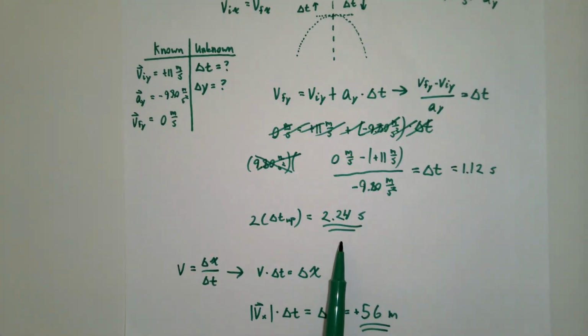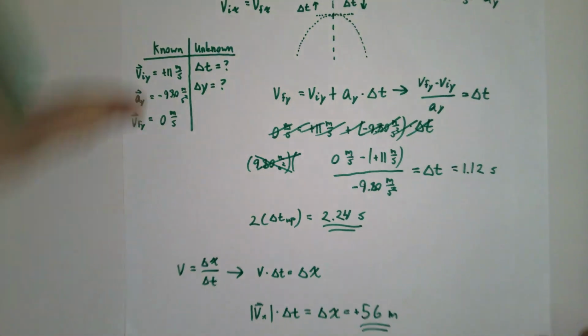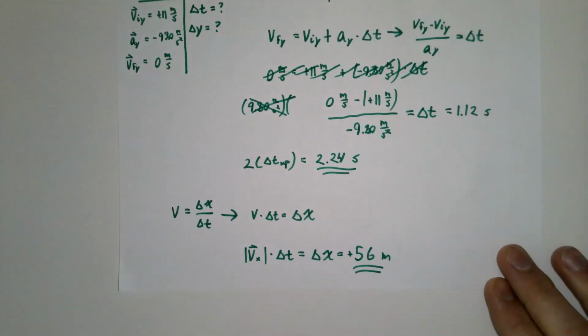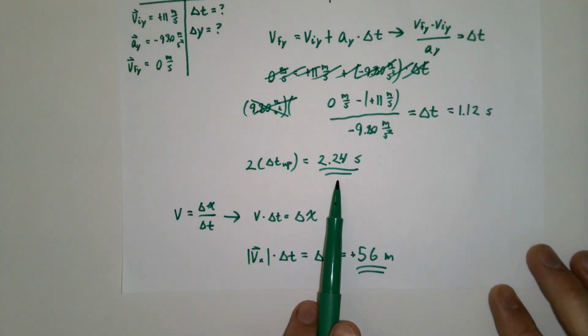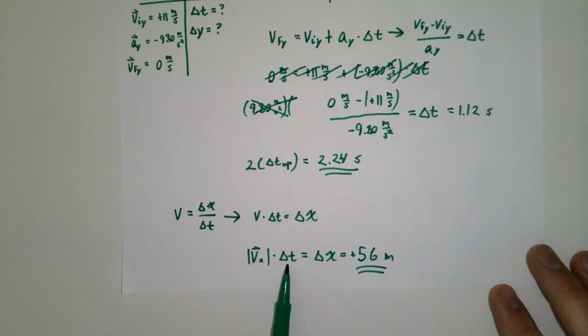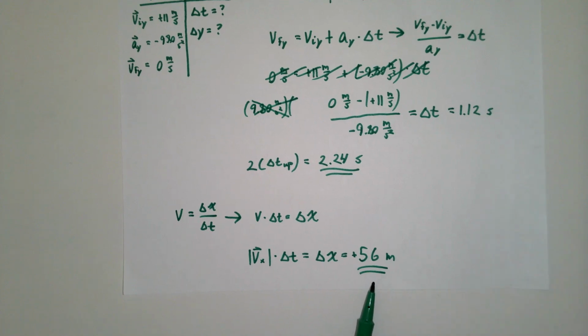The whole time that our tomato was in the air, our car was moving at a rate of 25 meters every second, for a period of 2.24 seconds. So 2.24 seconds times 25 meters per second gives us a displacement of 56 meters to the east, or in the positive direction. All right, thank you.